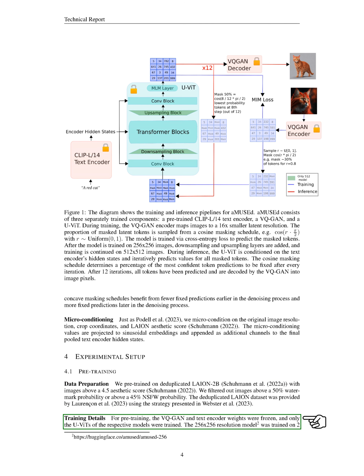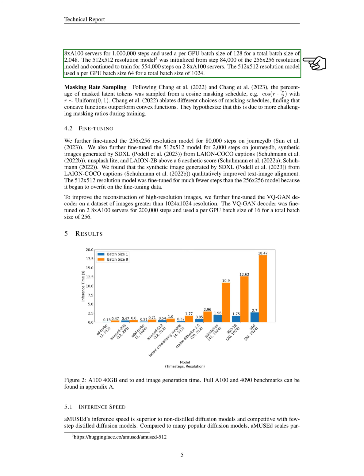For pre-training, we kept the VQ-GAN and text encoder weights constant, and only trained the U-ViTs of the respective models. The 256 by 256 resolution model was trained on two 8xA100 servers for 1 million steps, using a per GPU batch size of 128 for a total batch size of 2048.